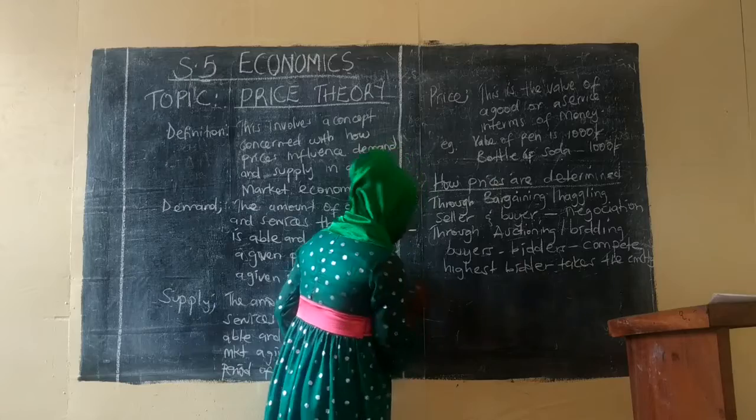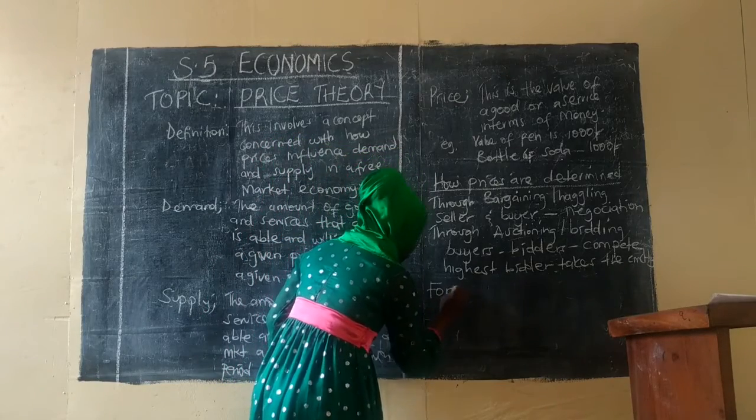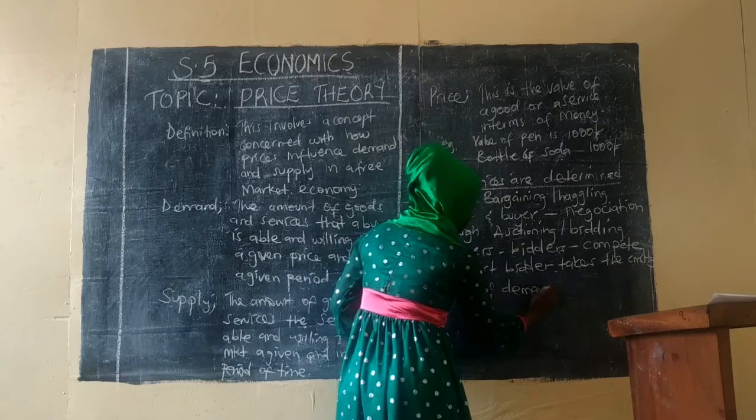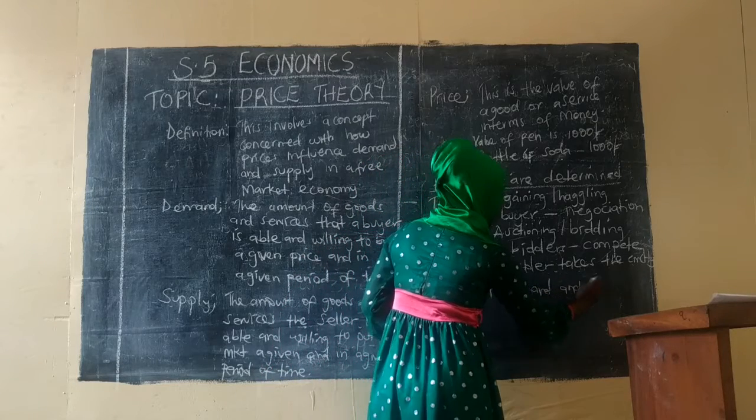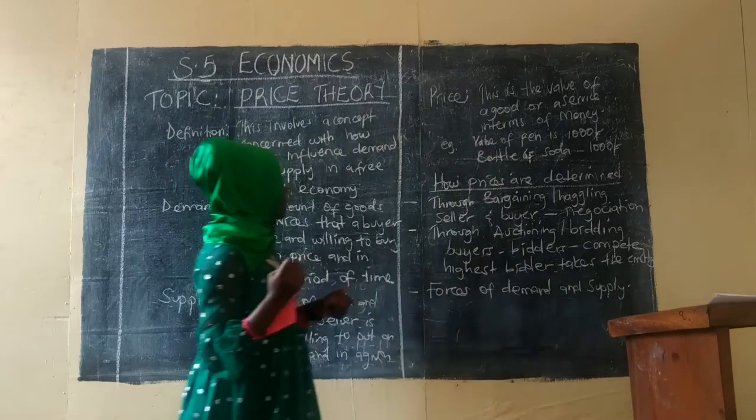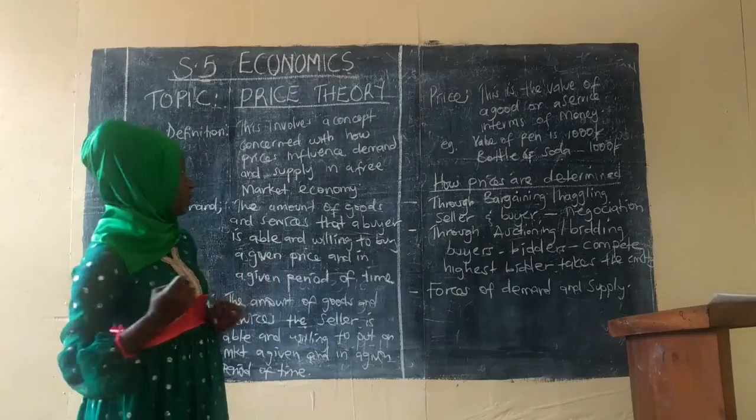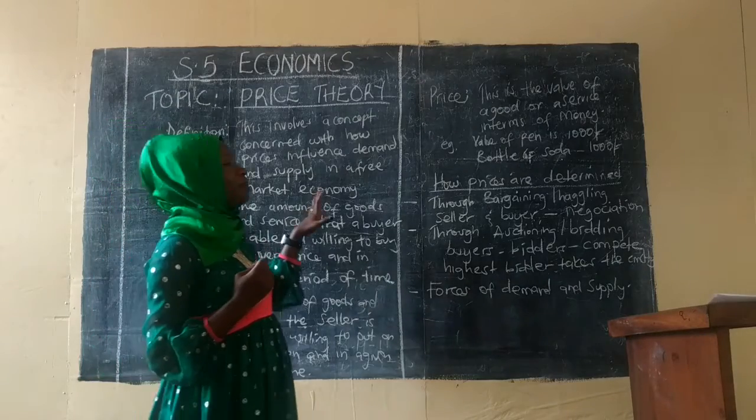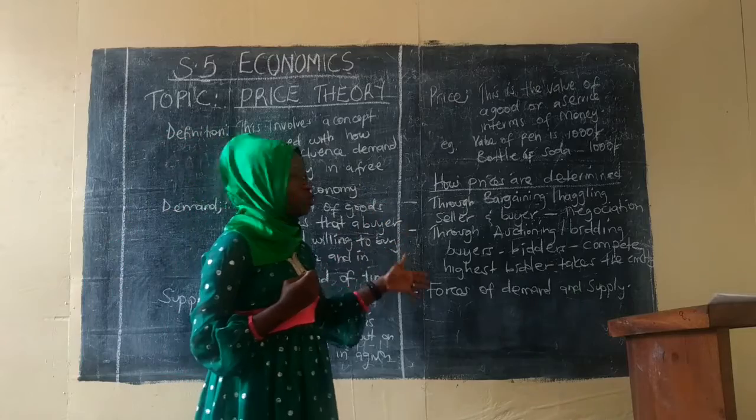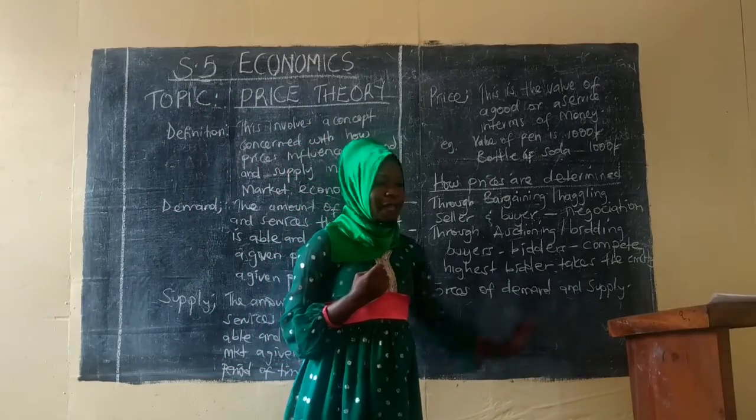My other way of price determination is what we call the forces of demand and supply. Of course, from the start, we said a free market economy is an economy where there is no government intervention, and it's only the forces of demand and supply that influence the price of commodities. So it is also among the ways of price determination.